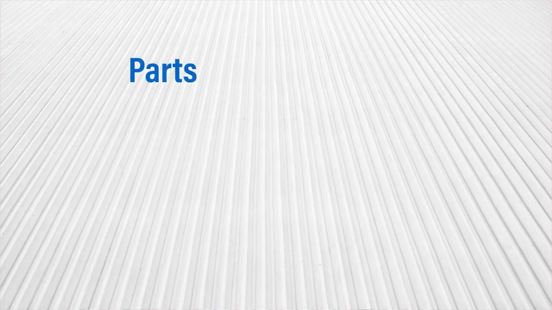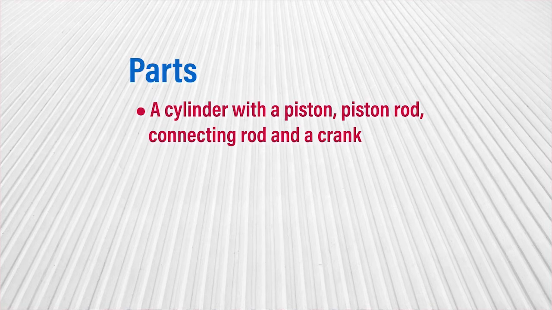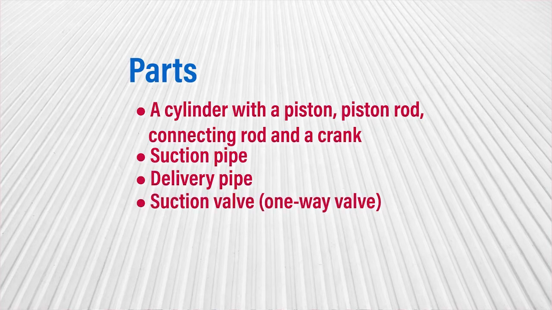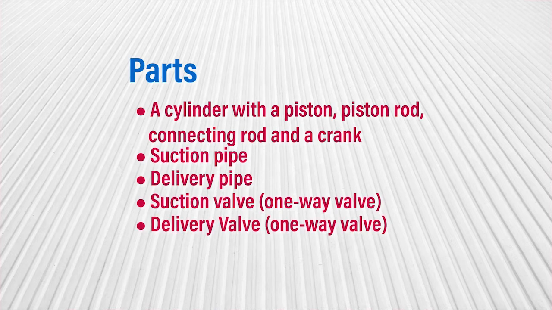The key components of a reciprocating pump are a cylinder with a piston rod, connecting rod, and a crank, the suction pipe, the delivery pipe, the suction valve, which is a one-way valve, and the delivery valve, which is also a one-way valve. A one-way valve is a valve that does not allow water to flow in both directions. The water will flow only in one direction, and hence it prevents any backflow from the system. We will be discussing more about the one-way valve in the third session of this unit.